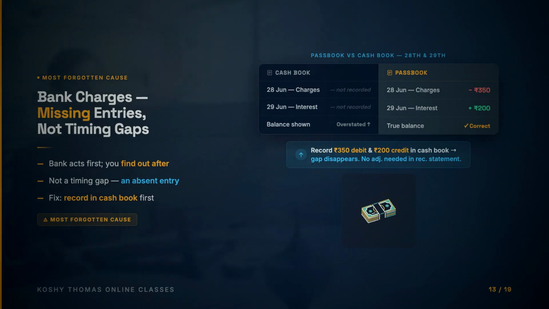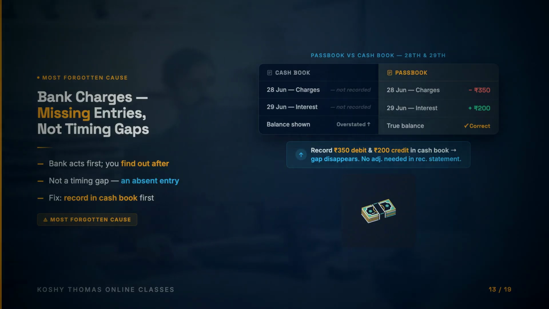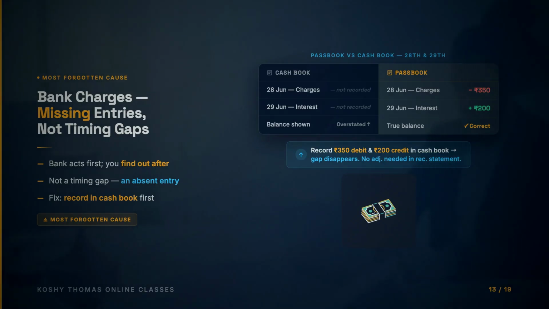Here is the one people forget most. Bank charges. The bank quietly deducted 350 Indian rupees in service fees on the 28th. You had no idea until you opened the passbook. So your cash book still shows the higher balance, you never recorded those charges. Similarly, the bank may have credited 200 Indian rupees in interest directly. You haven't recorded that either.